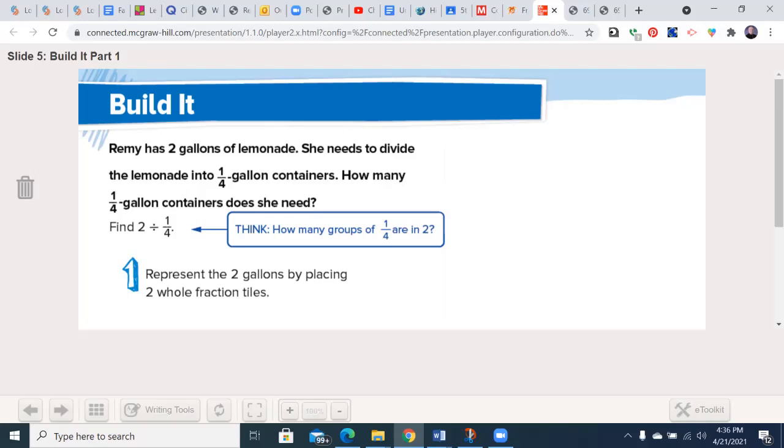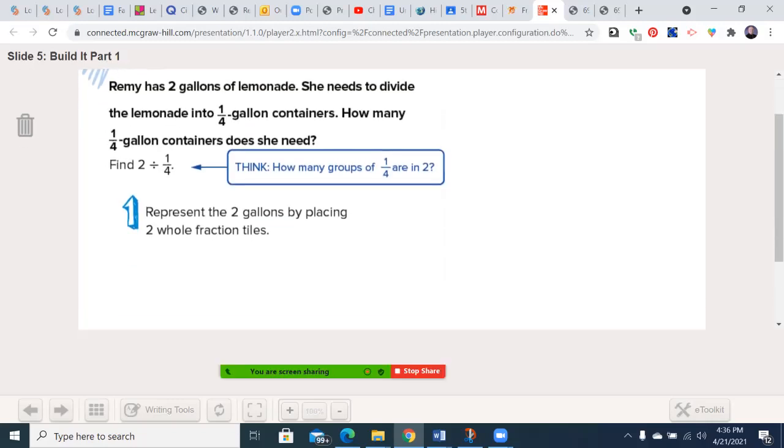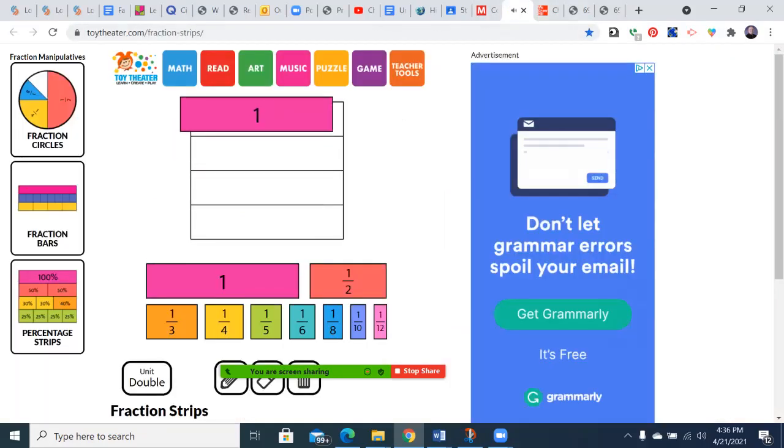It says, Remy has 2 gallons of lemonade. Well, lucky for Remy. She needs to divide the lemonade into quarter-gallon containers. How many quarter-gallon containers does she need? So we're going to find 2 divided by 1/4. Your first step, and you don't have to draw anything on this slide, represent the 2 gallons by placing 2 fraction tiles. So I'm going to go ahead and do that right here.